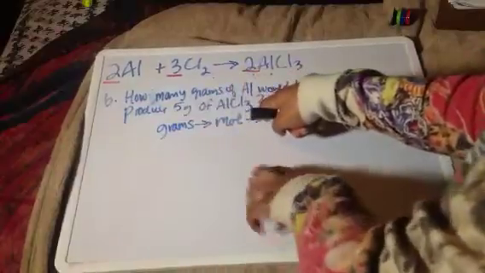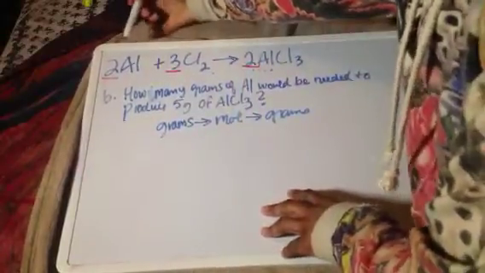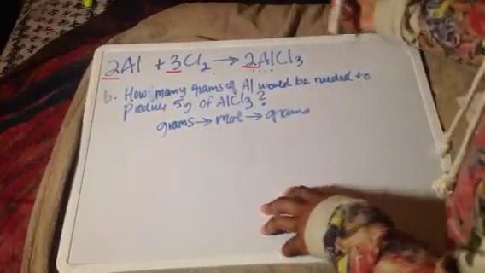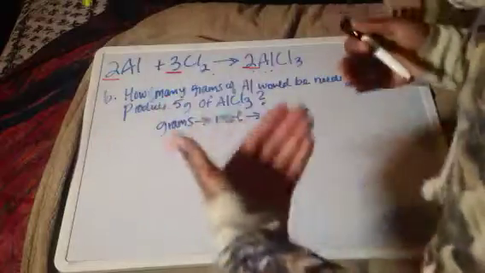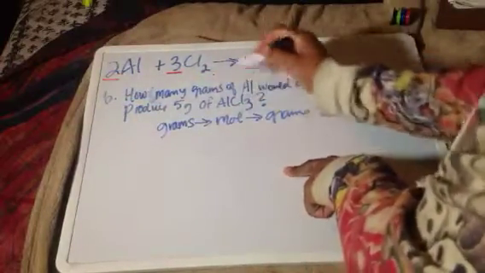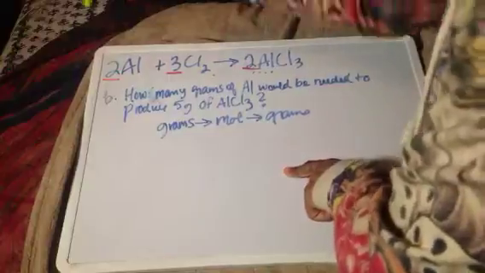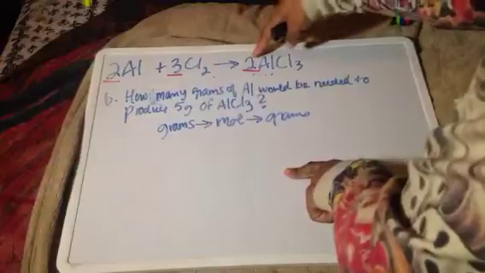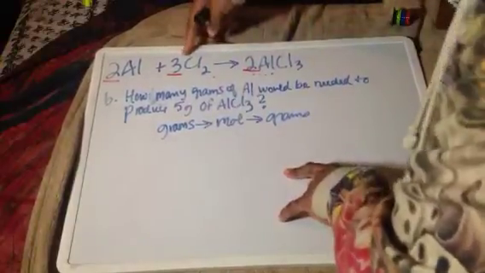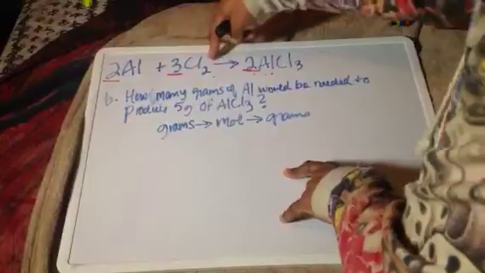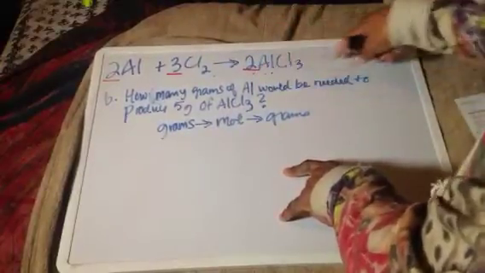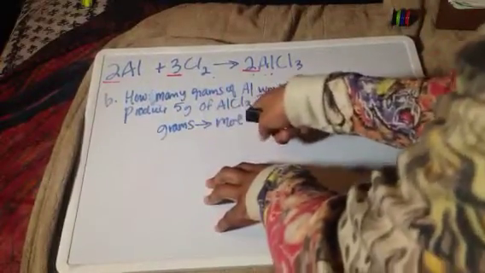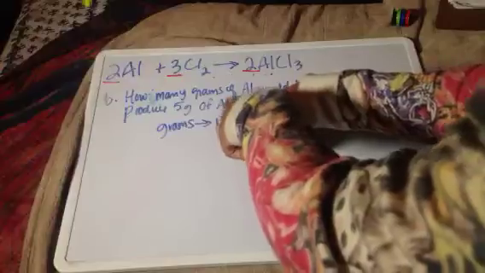We have to get this in moles because our chemical equation, which is giving us the information to calculate this, is in moles. Again, we have 2 moles of aluminum that produces 2 moles of aluminum chloride. And we know based off of this equation that 3 moles of chlorine produces 2 moles of aluminum chloride. So our starting material is aluminum chloride, and we have 5 grams of it.